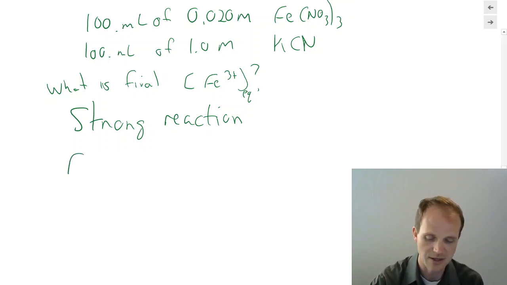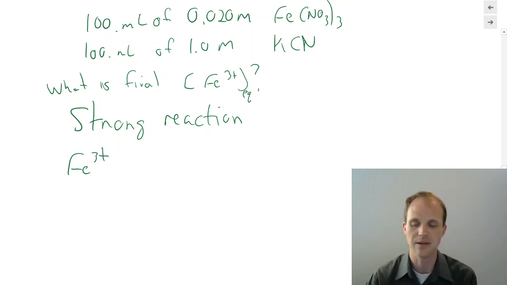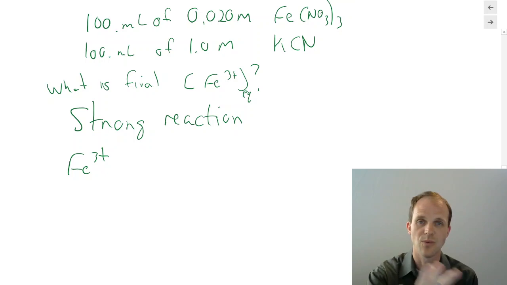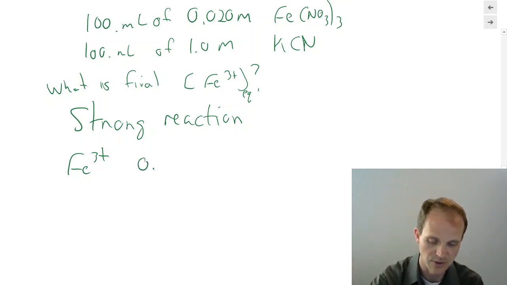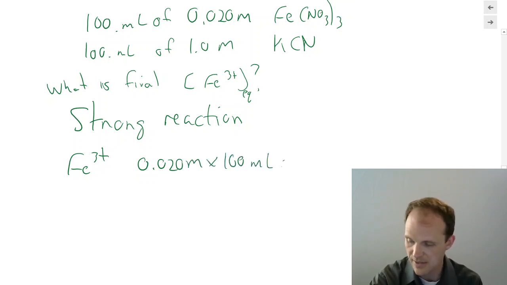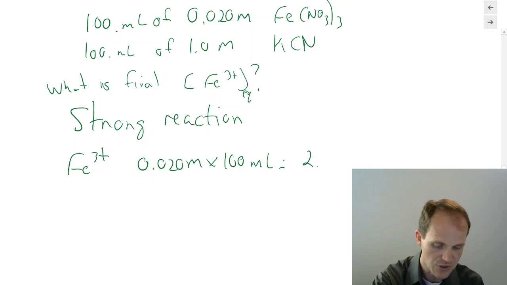So how much iron 3 plus do I have? And you're like, you don't have any, Professor Clemens, because you have iron 3 nitrate. All nitrate ions are soluble. 1 iron 3 nitrate produces 1 iron 3 plus. So I've got 0.020 molar times 100 milliliters, and that is going to be 2.0 millimoles.